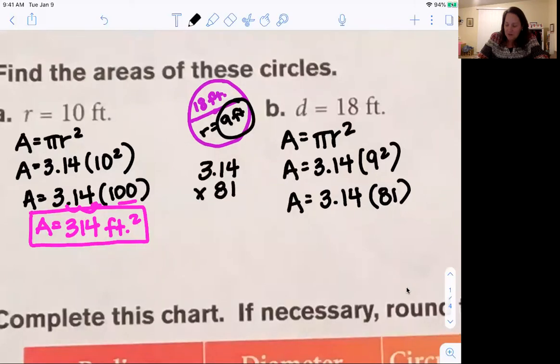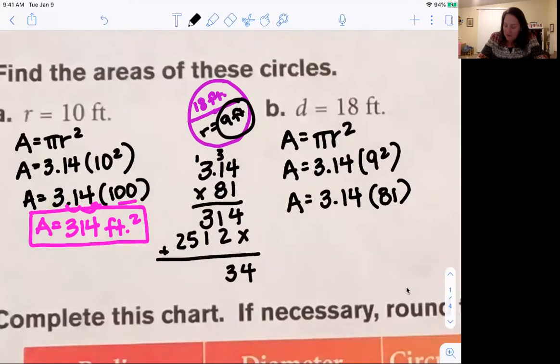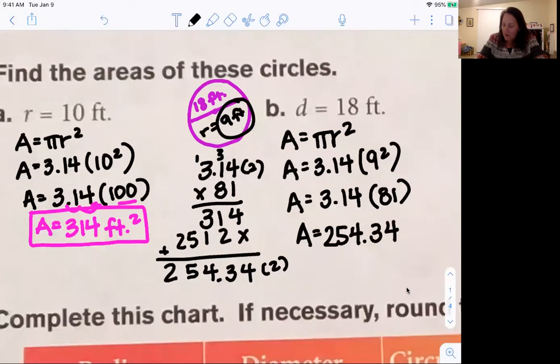You do it as I do it. 1 times 4, well, we know this is going to be 314. Have my place marker. 8 times 4 is 32. Carry my 3. 8 times 1 is 8, plus 3 is 11. Carry my 1. 8 times 3 is 24, plus 1 is 25. Add them up. 4, 3, 4, 5, and 2. 2 decimal places. And I get area equals 254.34 square feet. Good job.